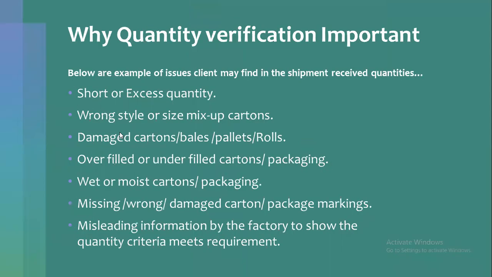Why is quantity verification important? We have a few examples. Issues related to the shipment received quantities: short or excess quantity, wrong style or size mix-up, cartons, bales, pallets or rolls that are damaged, overfilled or underfilled cartons in the packing, wet or moist cartons or packing due to the external atmosphere, missing, wrong or damaged carton or packing markings, and misleading information by the factory to show the quantity criteria meets the requirements.